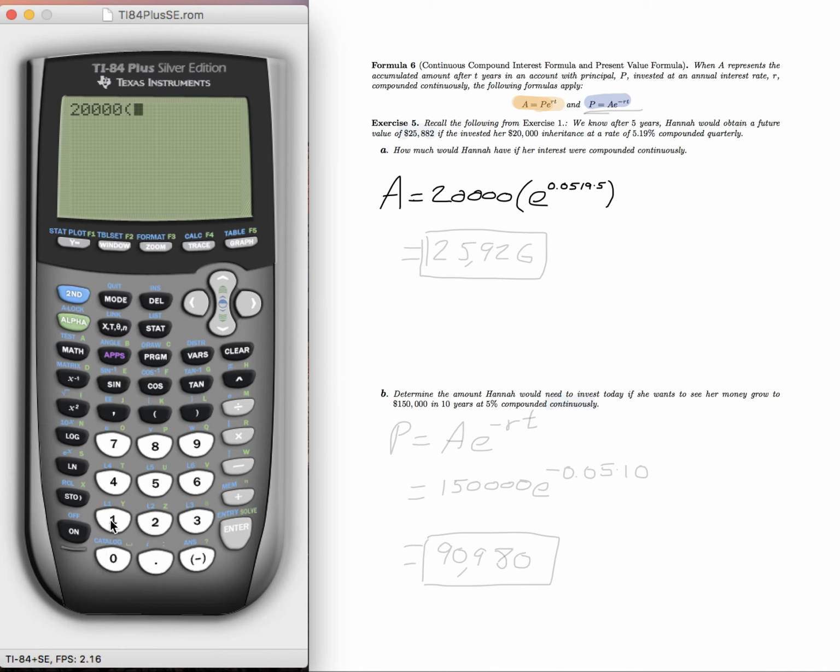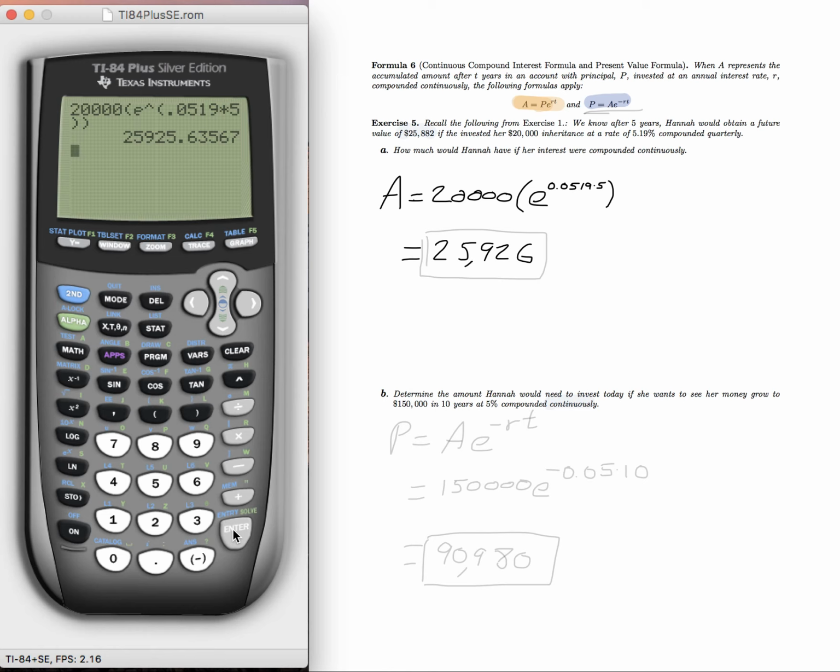20,000 times, and you actually have that e to the power button, so we can use that. We're going to do e to the 0.0519 times 5. So in this scenario, if she finds a continuously compounding account with the same rate and the same time, she'll have $25,925. We'll round that to $25,926.